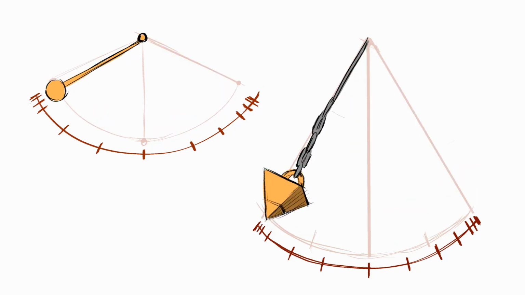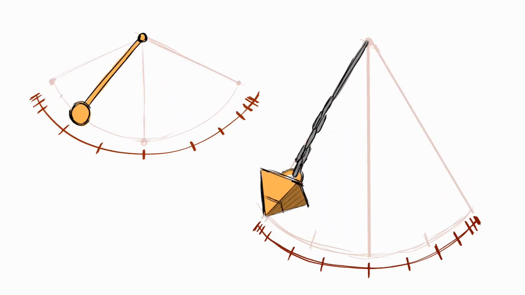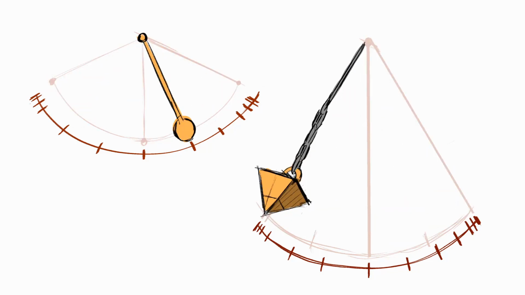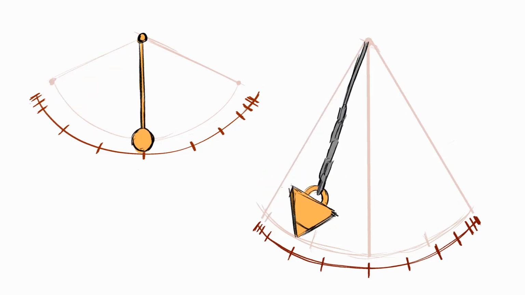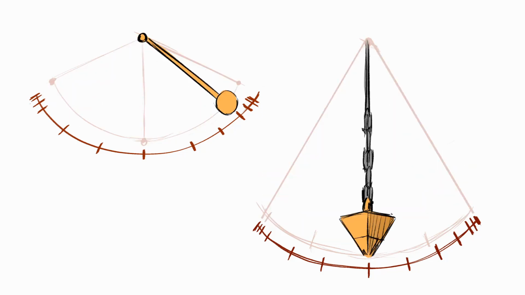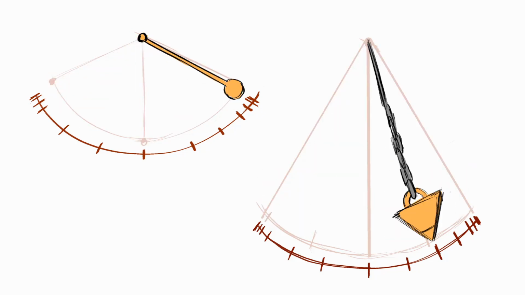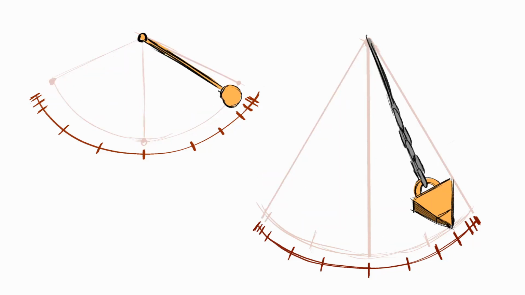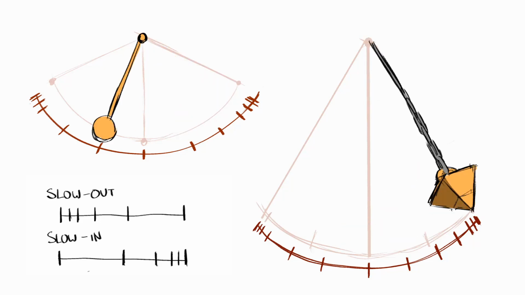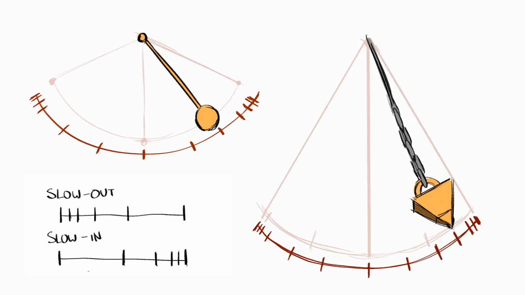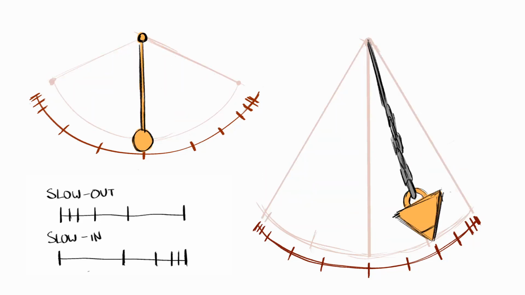Just like with the bouncing ball and spinning ball, we'll need to use arcs and spacing to make an effective pendulum. But here I specifically want to focus on the timing. What makes the pendulum animation feel natural is the acceleration and deceleration that happens at either extremes. When an animation accelerates out of a pose, that's what's known as a slow out. And when an animation decelerates into a pose, that's known as a slow in.